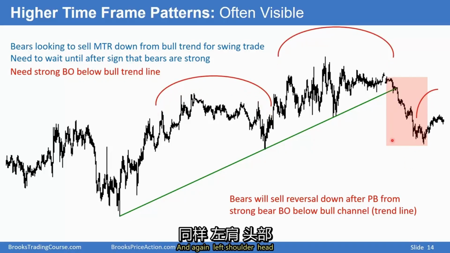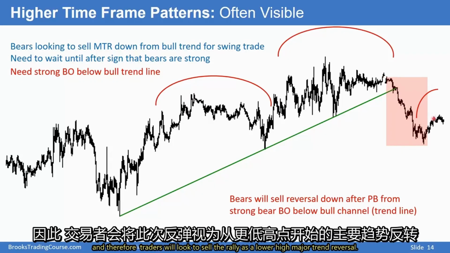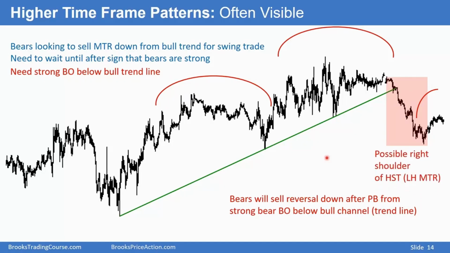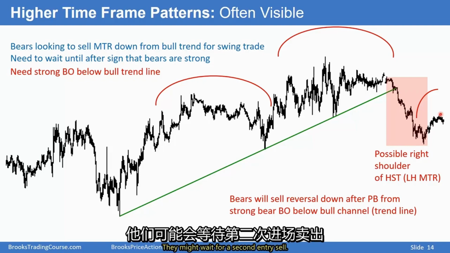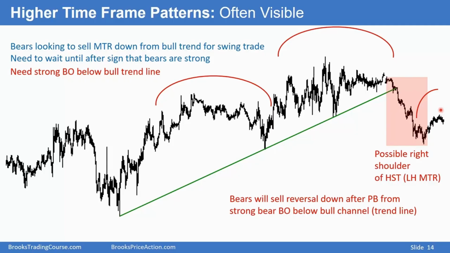And again, left shoulder, head, strong break below the trend line after the sell-off from the head, and therefore traders will look to sell the rally as a lower high major trend reversal. Since there's also a left shoulder, you can call it a head and shoulders top as well. Traders might sell this. They might decide this rally is too steep. They might wait for a second entry sell. But bears will be looking for this rally to fail and form a lower high.